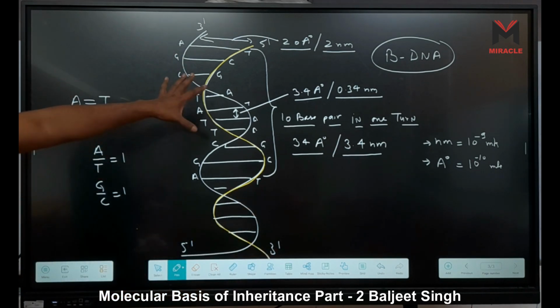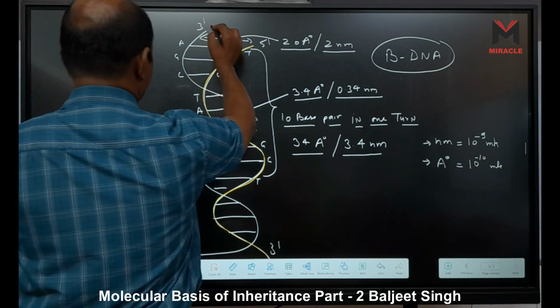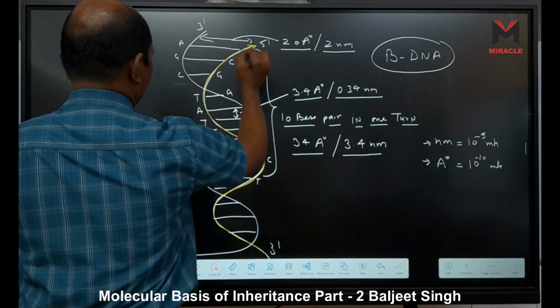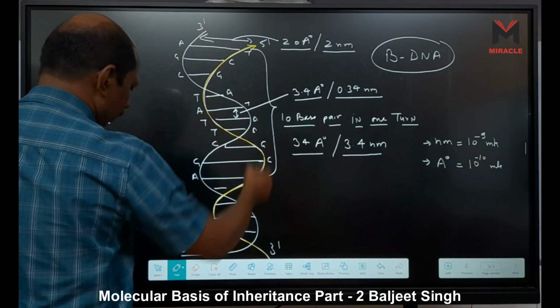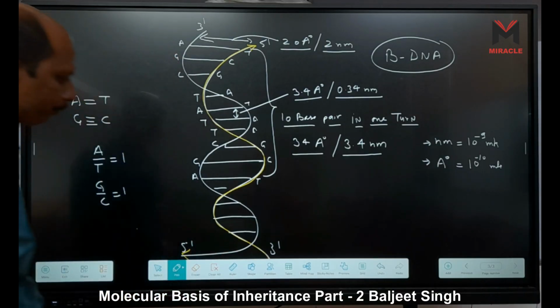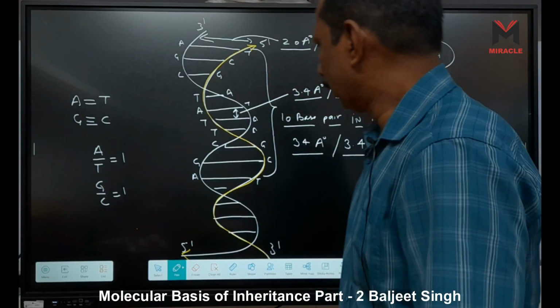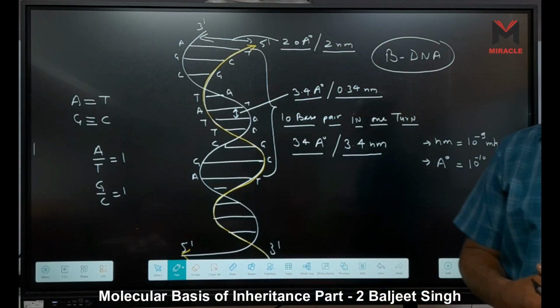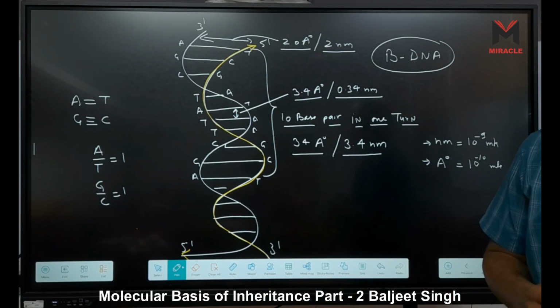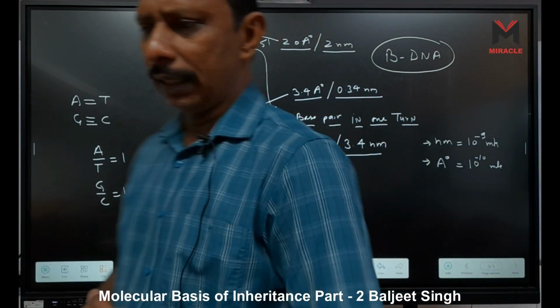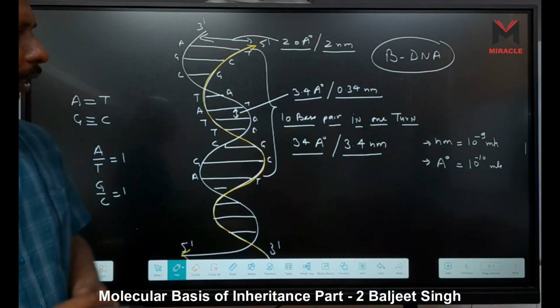So two strands means two different antiparallel strands. This means if this arrow is on this side, then this arrow is from that side, just the opposite direction. Okay. So this is the DNA model of Watson and Crick. Now come back to the NCERT. What is given in NCERT, because we have to follow the NCERT.